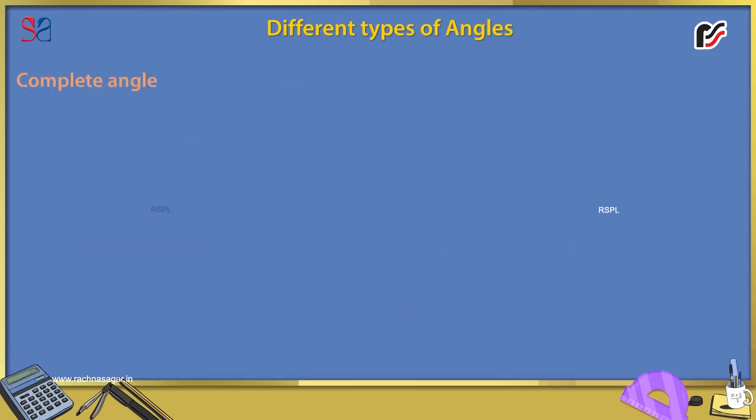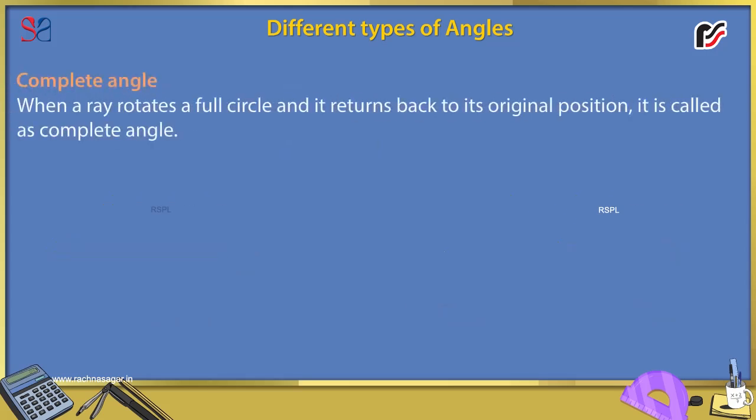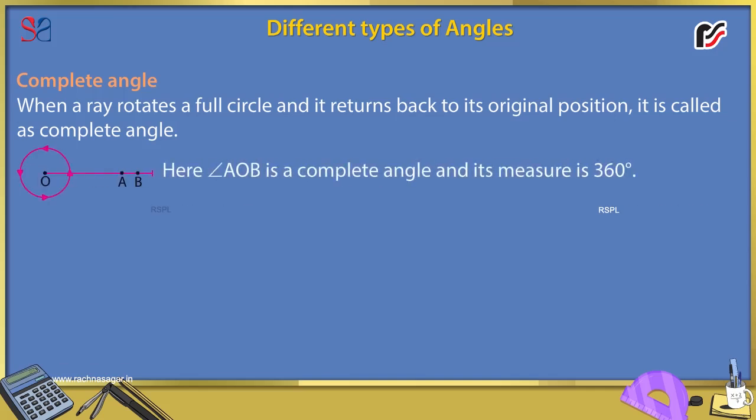Complete angle. When a ray rotates a full circle and returns back to its original position, it is called a complete angle. Here, angle AOB is a complete angle and its measure is 360 degrees.